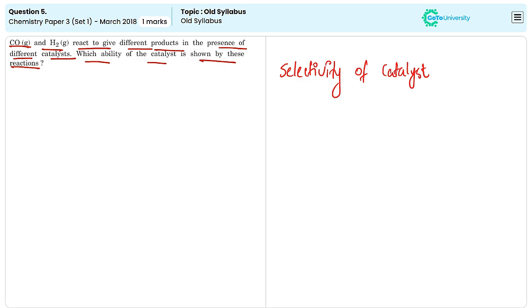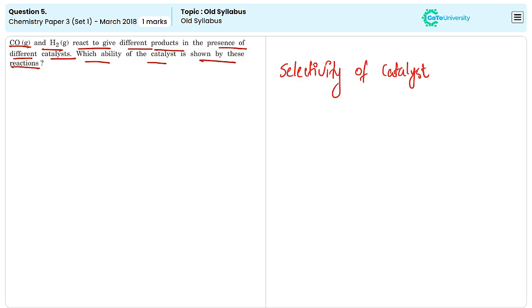It refers to its ability to direct a chemical reaction towards producing a specific product even when multiple possible reactions or products could occur. In other words, a selective catalyst favors one reaction pathway over others, leading to a desired product with minimal formation of side products.